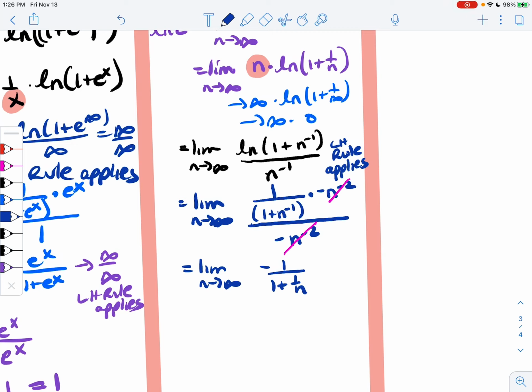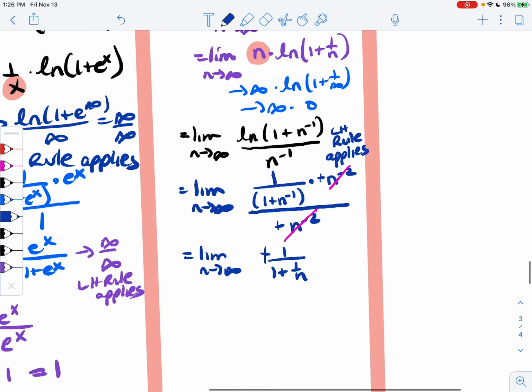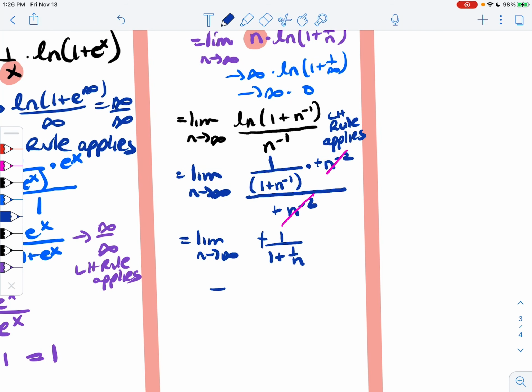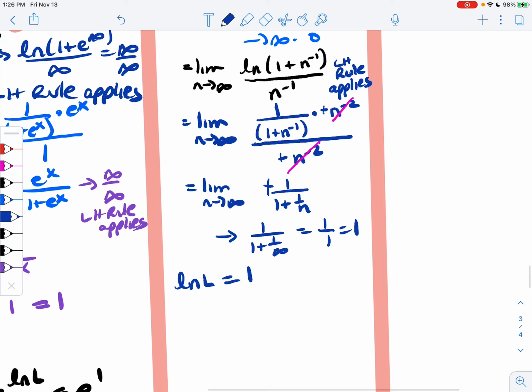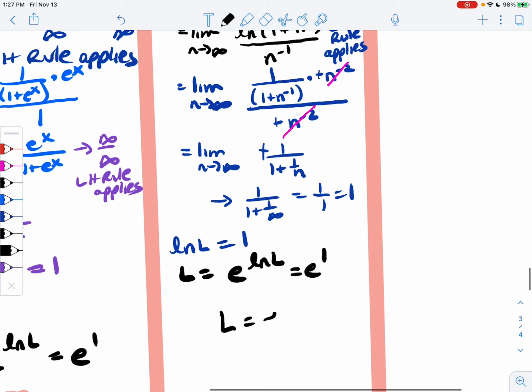Okay, and I guess I still have a minus 1 in the denominator. This minus cancels with this minus, so I get this minus. I'm going to take my limit, and where's this going? This is going to 1 over 1 plus 1 over infinity, which is going to 1 over 1, which is 1. Good. Well, this is my ln of L is equal to 1, so my limit L is going to be e to the ln of L, and that's going to be e to the 1, and that's also equal to e. Good.